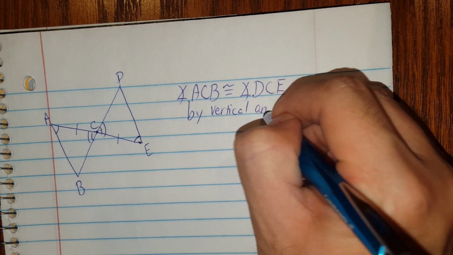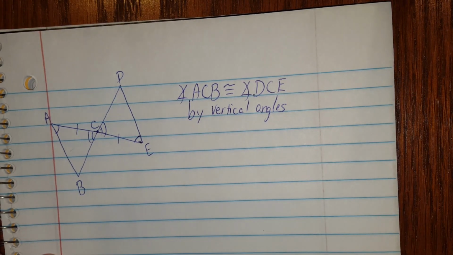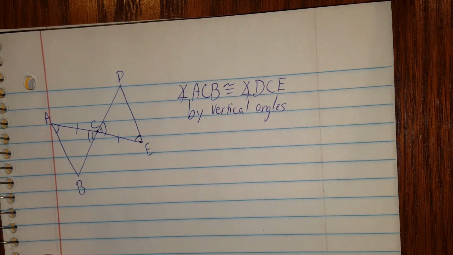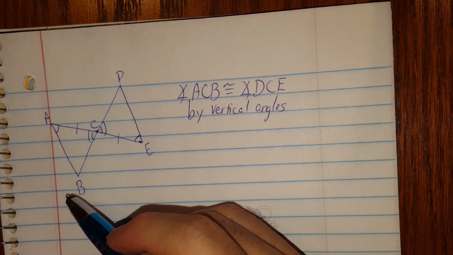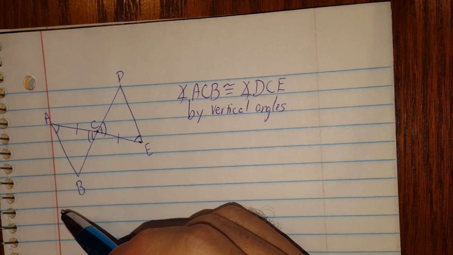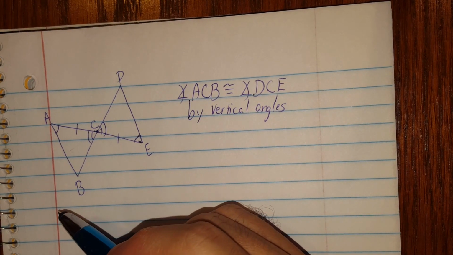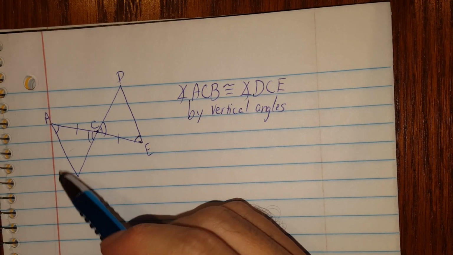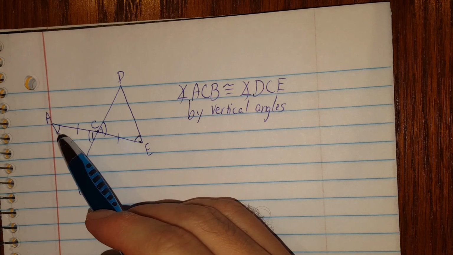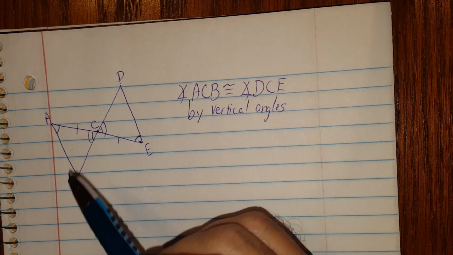So that, again, is something that you have to be able to look at and immediately recognize, oh yeah, I've got vertical angles happening here. Okay, so with that in mind, is that enough for me to say that these are congruent? Let's take a look and see what we have. I've got an angle, a side, and an angle.